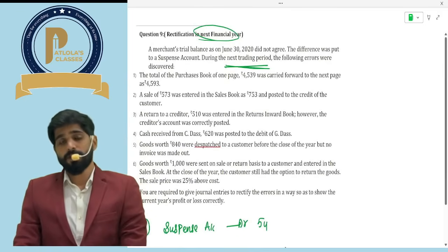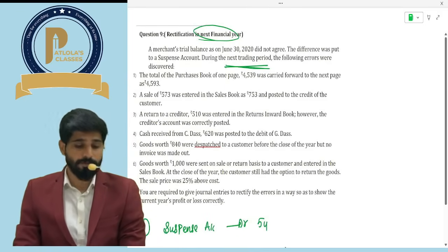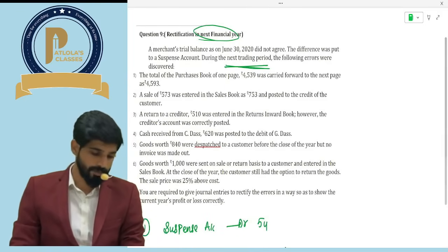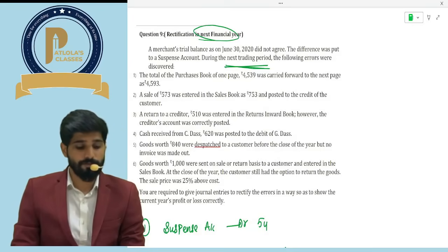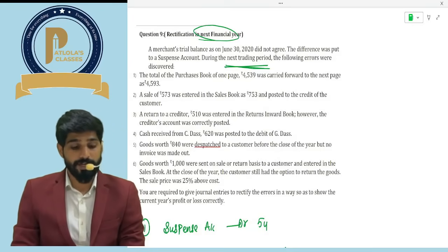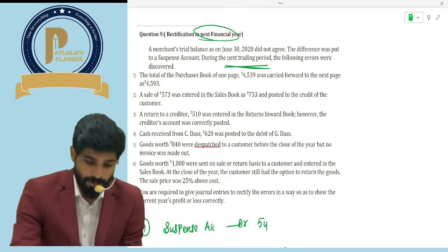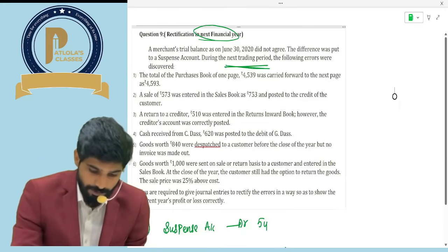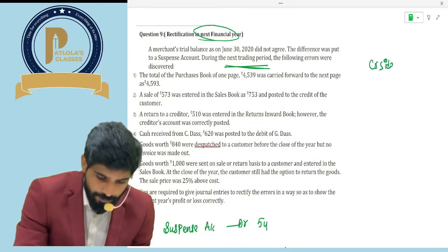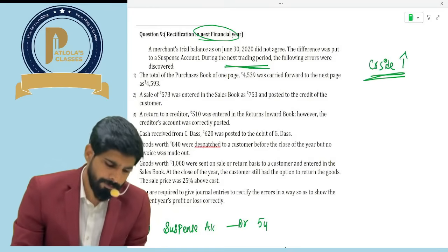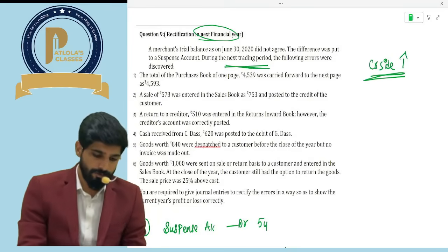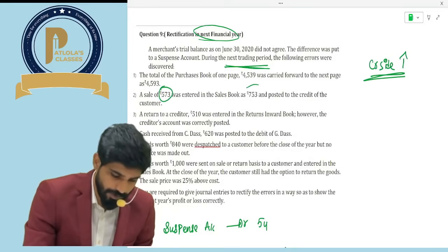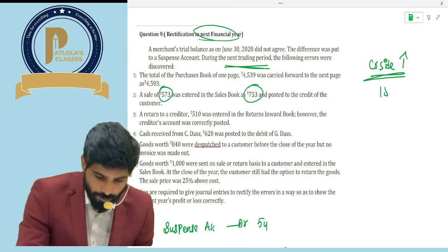The second one is a most confusing part for many of the students. What is that, sir? A sale of 573 was entered in the sales book as 753. Can I say sales is taken more? Okay, let us understand one by one. Credit side, it is taken more. By how much is it taken more? Instead of taking 573, you have taken 753. Matlab, you have taken 180 more.